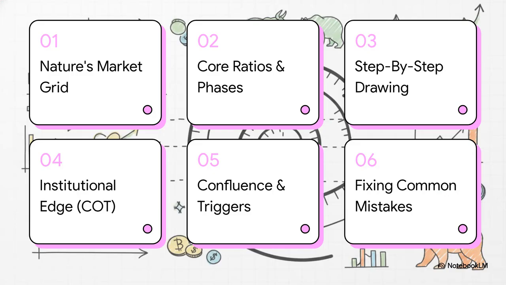Here's our blueprint for today's explainer. We'll kick things off with nature's market grid, move right into core ratios and retracement phases, and then do a step-by-step drawing tutorial. After that, we'll cover the institutional edge using COT data, break down confluence and triggers, and finish up by fixing some common drawing mistakes.